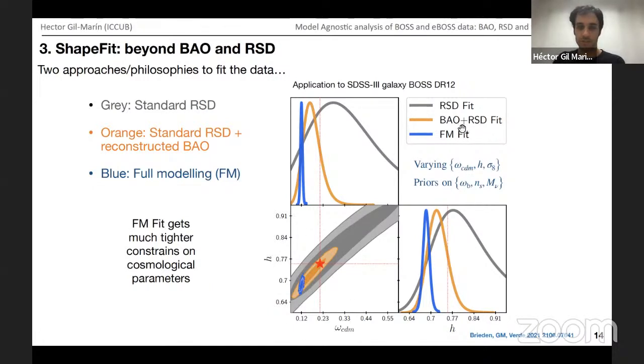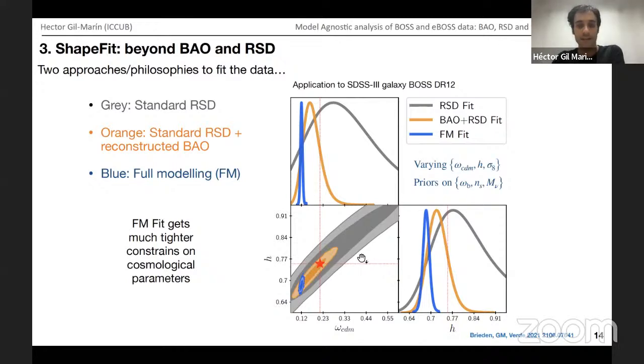So if we do this full modeling fit, this direct fit to the power spectrum, in blue we get very tight constraints around here. Whereas if we do the BAO plus RSD analysis, we get this orange constraint here. So you see that the amount of information contained in these two approaches looks very different. And this was a striking question we had at that time: why is this so different?